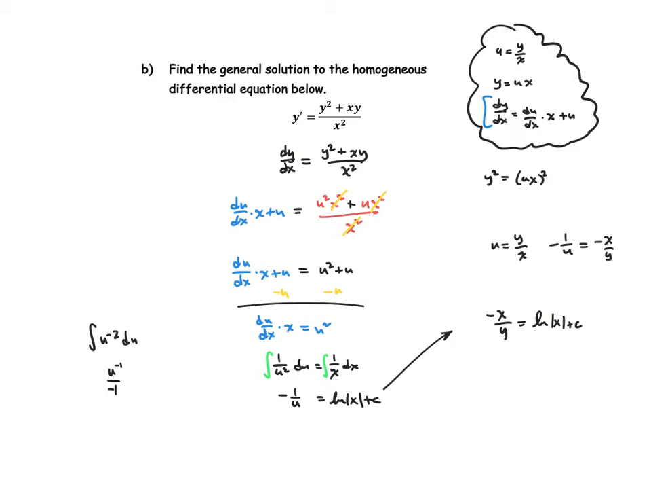You can go through whatever process you want. You can clear fractions, you can do all that good stuff. But I know that the general solution to the differential equation will end up being negative x over y equals ln of x plus c. There you have it. There's your general solution to that differential equation. All right, let's continue with another example.